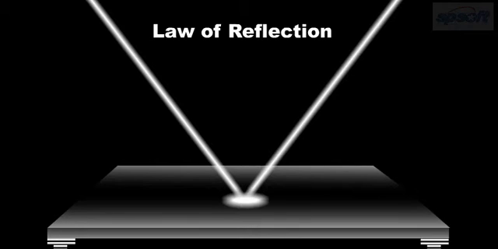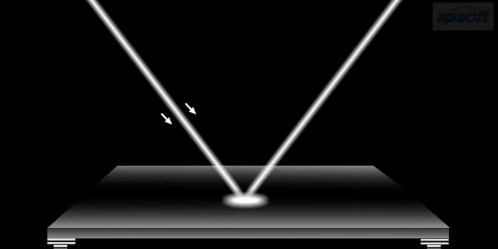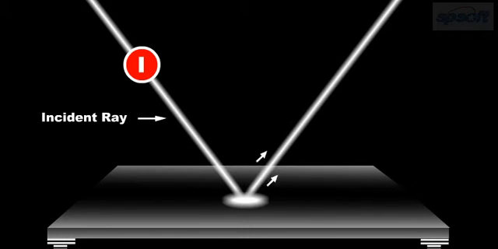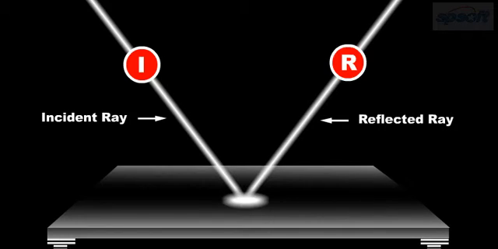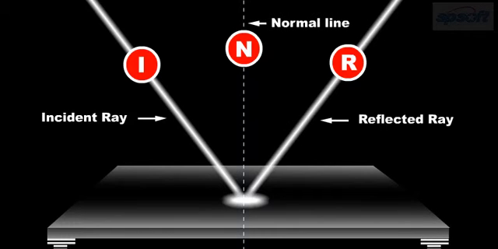In the diagram, the ray of light approaching the mirror is known as the incident ray, labeled I in the diagram. The ray of light which leaves the mirror is known as the reflected ray, labeled R in the diagram. At the point of incidence, where the ray strikes the mirror, a line can be drawn perpendicular to the surface of the mirror. This line is known as a normal line, labeled N in the diagram. The normal line divides the angle between the incident ray and the reflected ray into two equal angles.